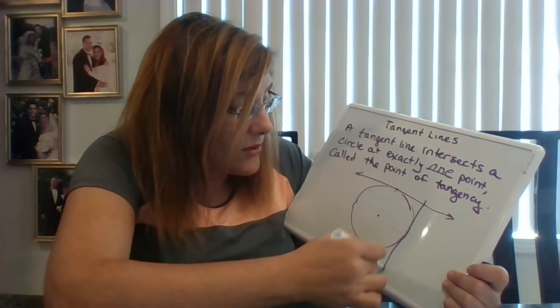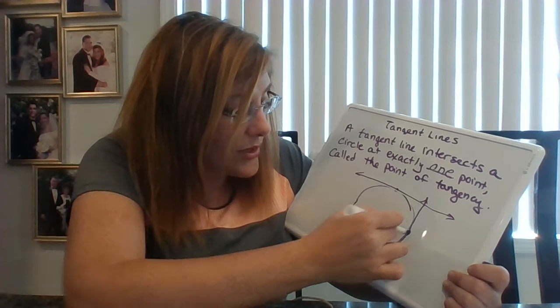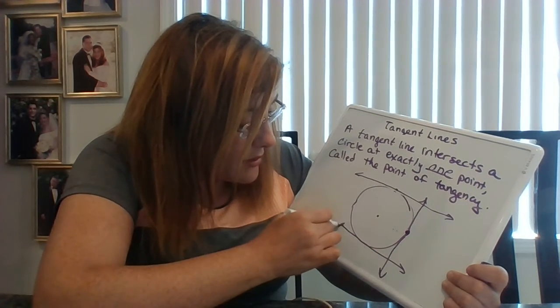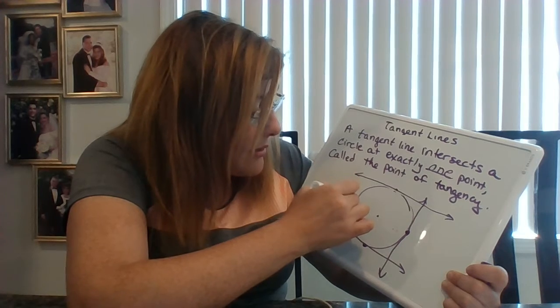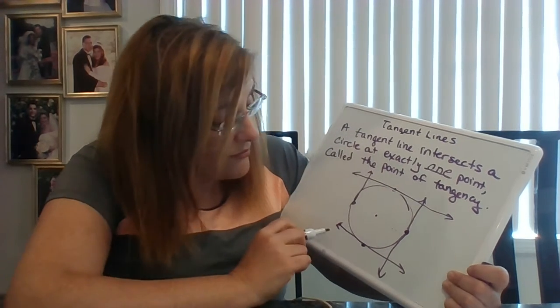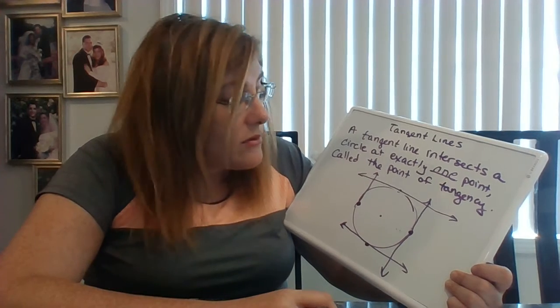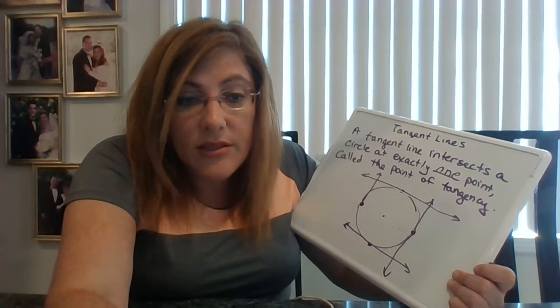This could be a tangent line because it intersects at one point. And this could be a tangent line because it only intersects at one point. So just understand how a tangent line looks.